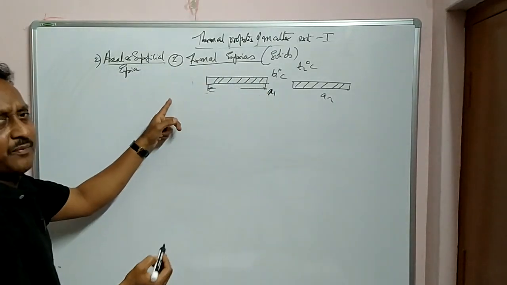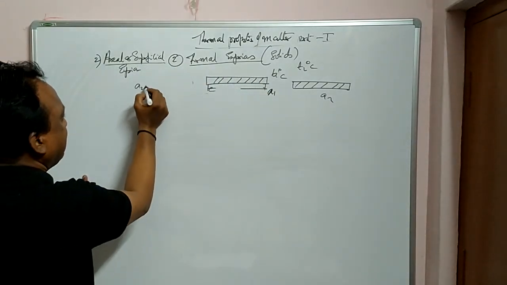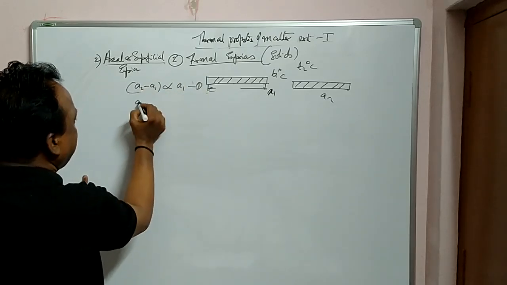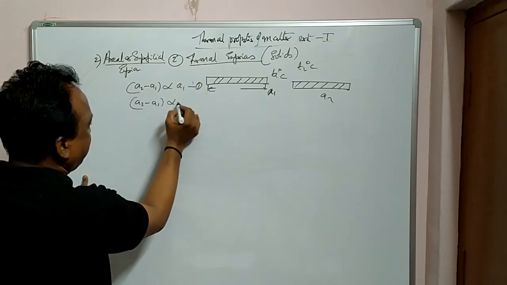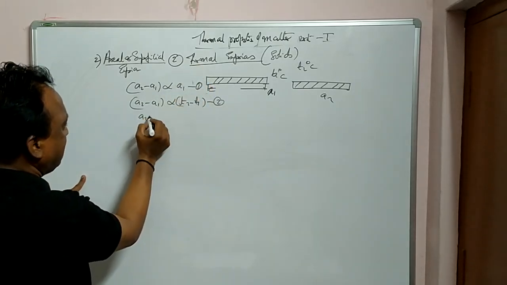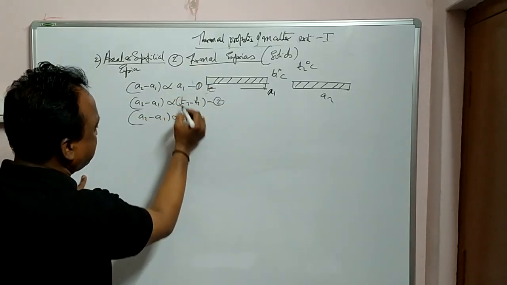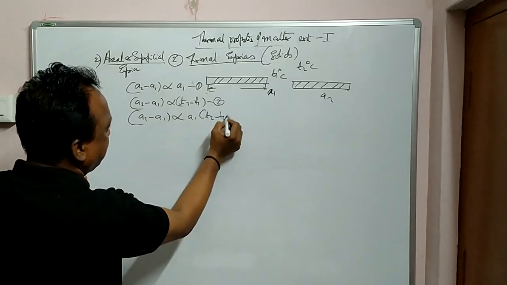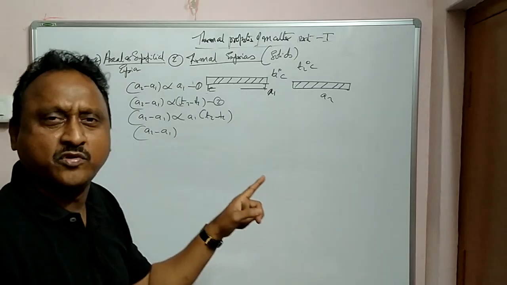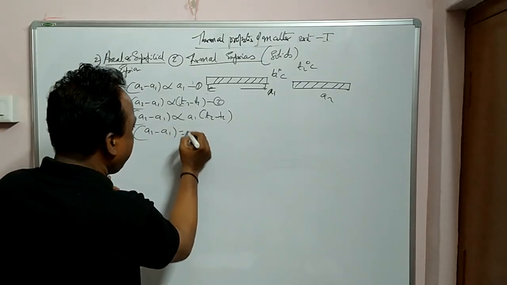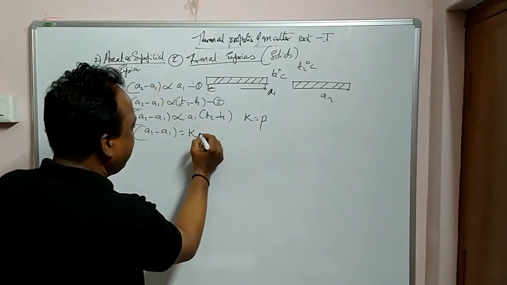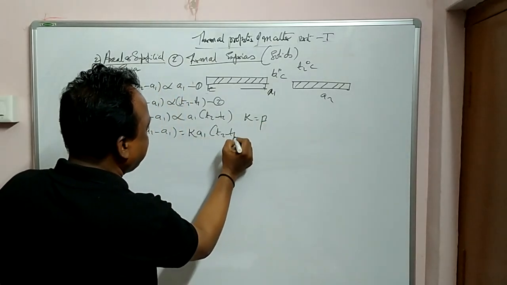Now the same relation I can apply here also. A2 minus A1 is directly proportional to A1. Same way, A2 minus A1 is directly proportional to the temperature difference. So A2 minus A1 is directly proportional to A1 into T2 minus T1. Remove the proportion and introduce a constant again. Here the constant K is nothing but beta. So A2 minus A1 equals K into A1 into T2 minus T1.